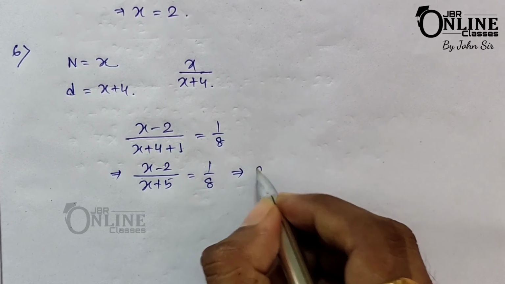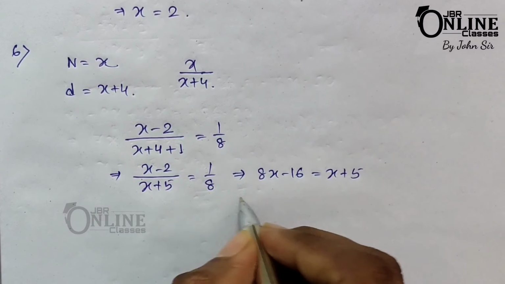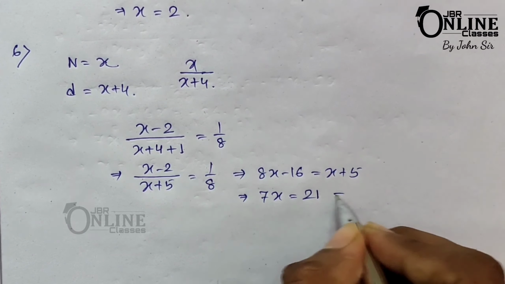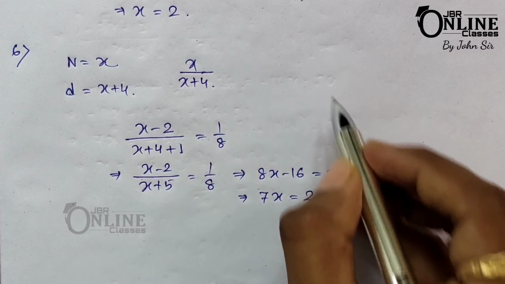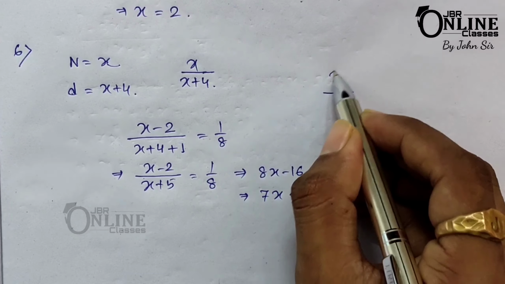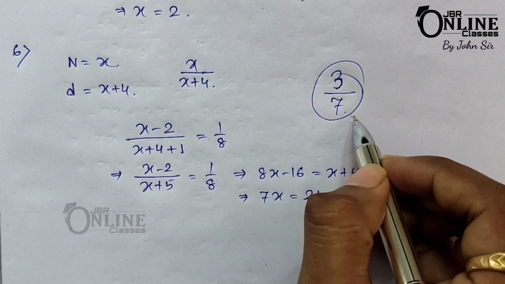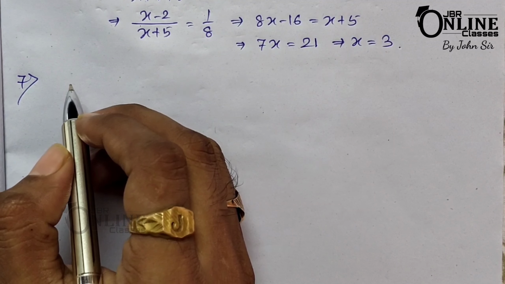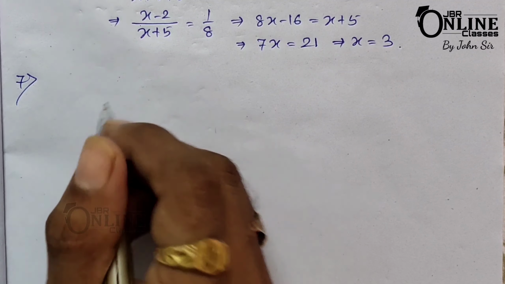So cross multiply, 8x minus 16, and that equal to x plus 5. So here 7x, and here 21. So from that x equal to 3. So if x equal to 3, then numerator equal to 3, and denominator equal to 3 plus 4, that equals 7. So 3 by 7 is the fraction. Here sum number 7, the 2-digit number are in the ratio 2:3.